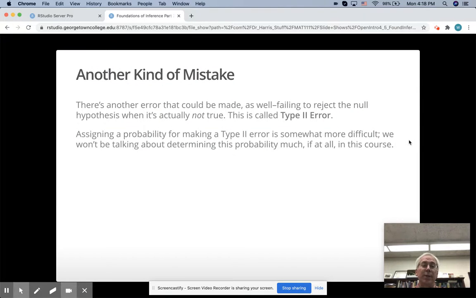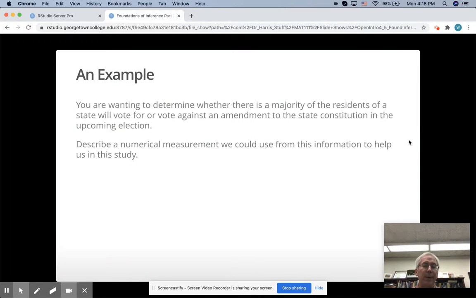There's another type of mistake that we could make, though. We could fail to reject the null hypothesis when we actually should. And that type of error is called a type 2 error. We're not going to talk about how to calculate the probability of making a type 2 error in this course. But just let me restate things. Type 1 error is when we reject the null hypothesis when we shouldn't. Type 2 error is when we fail to reject the null hypothesis when we should. So let's work through an example where we actually articulate what type 1 and type 2 error are.